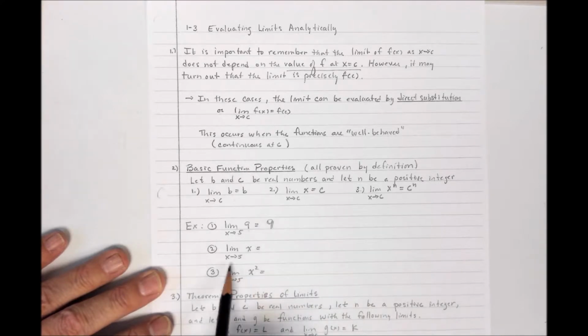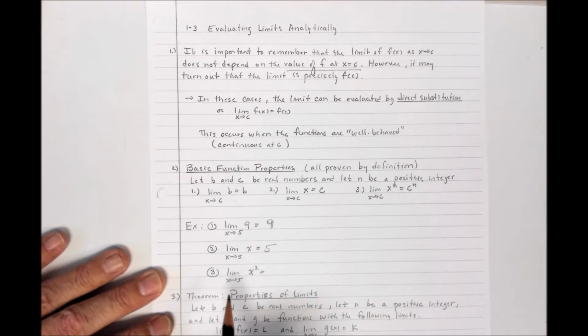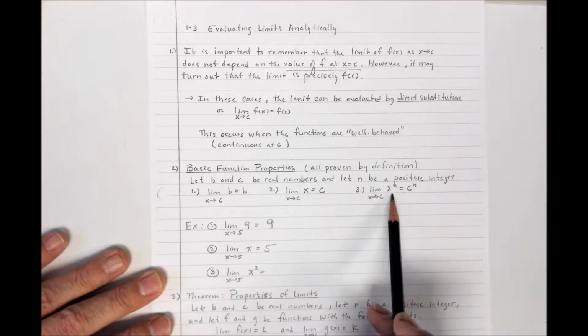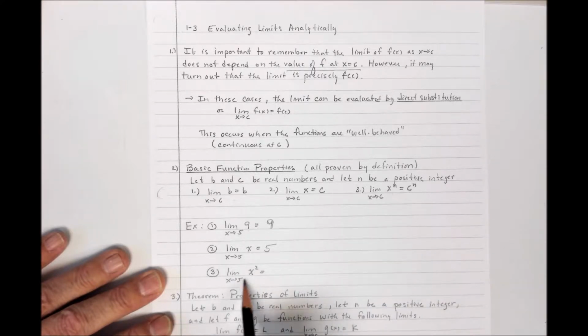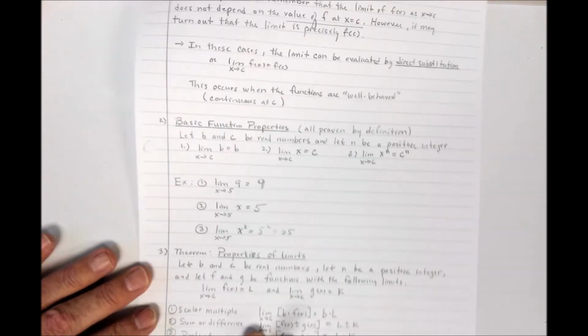And over here it says, what's the limit as x approaches 5 of x? Well, that's right here. We just use direct substitution, plug 5 in, and we get 5. And in this case, it says, what's the limit as x approaches 5 of x raised to the power of 2? Well, we just use direct substitution here as well, and we get 5 squared, or 25. So those are some of the most basic properties, and as you can see, evaluating the limit is very quick, very efficient.